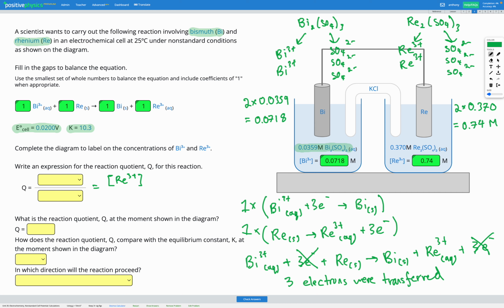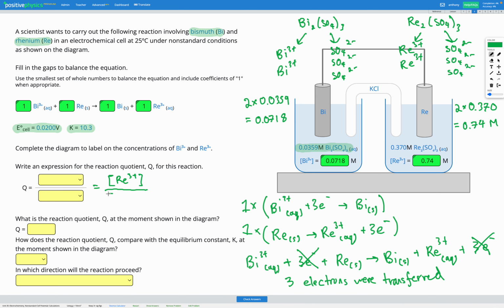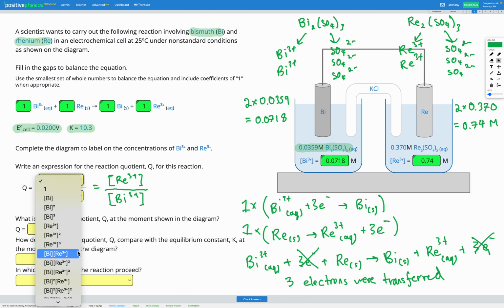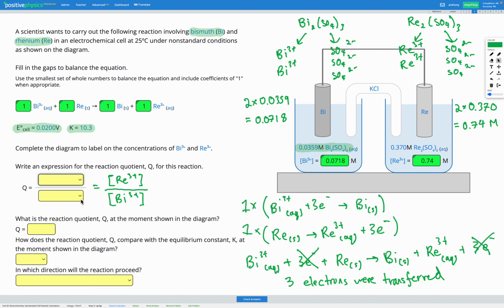And the coefficient is 1, so it's just to the power of 1, which doesn't affect it, so we don't need to include that. We're going to divide that by bismuth 3 plus, that is in solution, so that can be included. Again, its coefficient is 1, so it's just to the power of 1. And rhenium solid, that doesn't appear because it's a solid. So we can go ahead and fill in our expression now. We've got rhenium 3 plus and bismuth 3 plus.